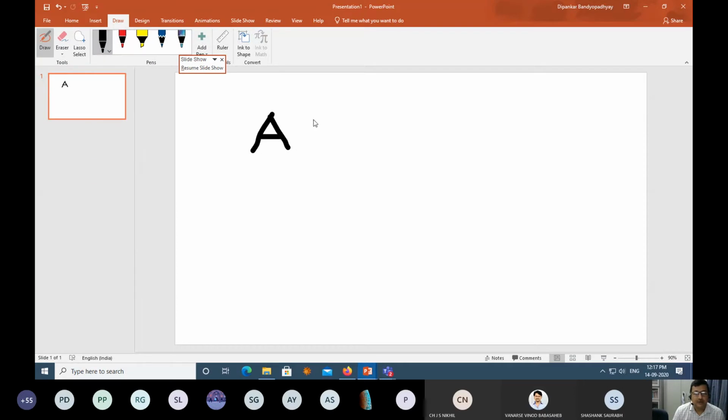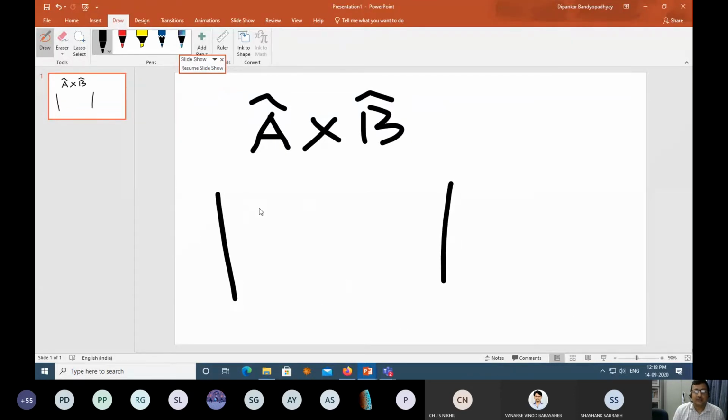Capital A cross capital B. These are the two vectors that you are thinking about. That means this is A1 e1, A2 e2, A3 e3, and this is B1 e1, B2 e2, and B3 e3. So how do I go for a cross product here? A cross B. What is that?